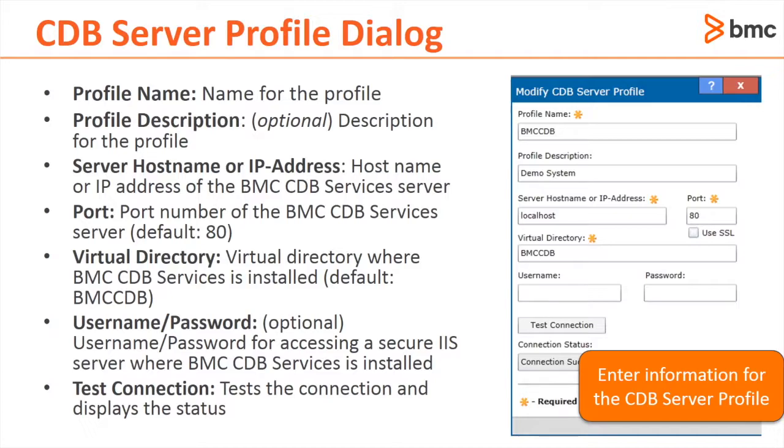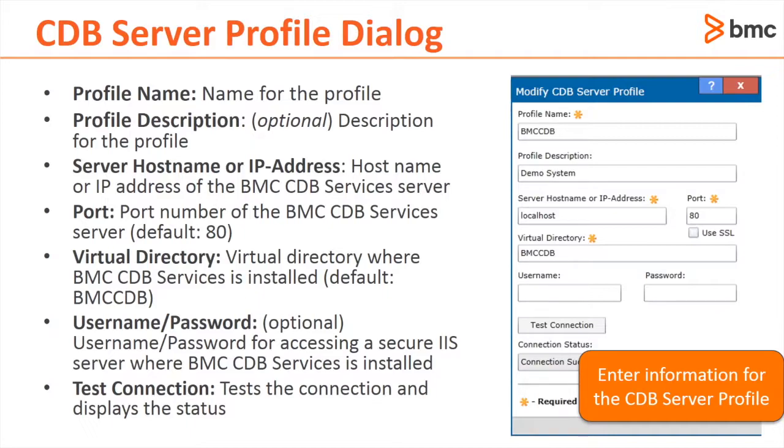The CDB server profile dialog contains fields for defining the profile. Starting with the profile name, which can be any unique name to describe the profile. The profile description is optional, but can provide additional detail. Then the server host name or IP address and port number of the CDB server. If the CDB services are installed on the same machine, then the server host name of localhost can be used. The default port number is always 80.